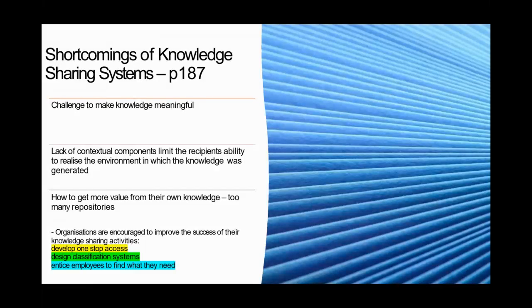So here they're now just talking to the shortcomings of knowledge sharing systems. Challenge: to make knowledge meaningful. Guys, everything you do in life needs to be meaningful. You can't just do things for the sake of doing it. So the easiest way to get buy-in is to make sure that employees, staff members, clients, whoever is a part of your knowledge system, see the value in the knowledge that is being shared. Does that make sense?